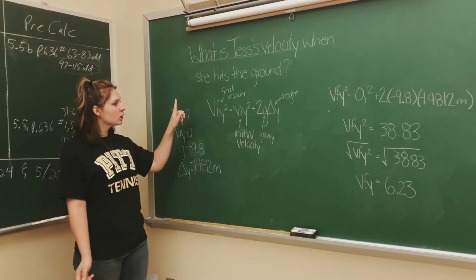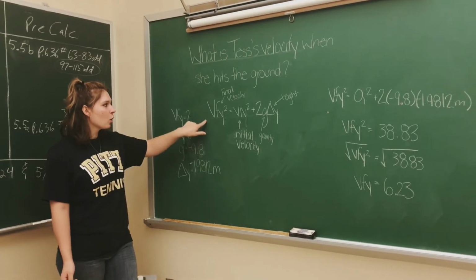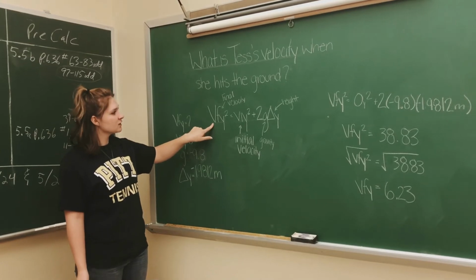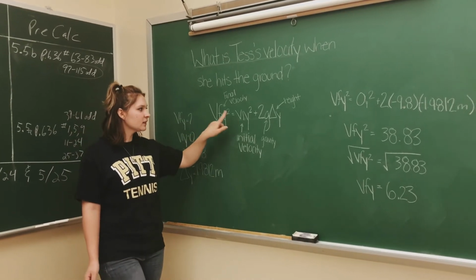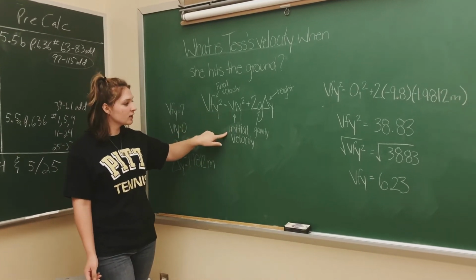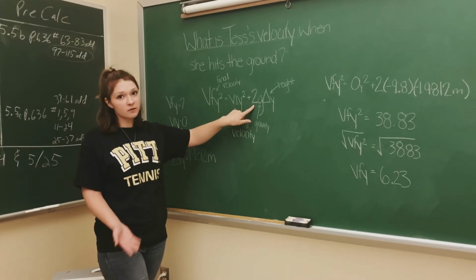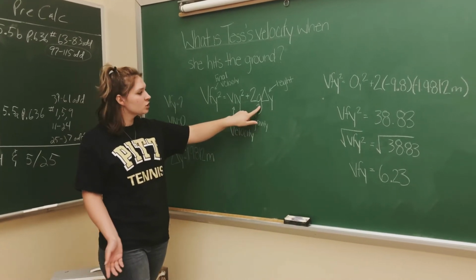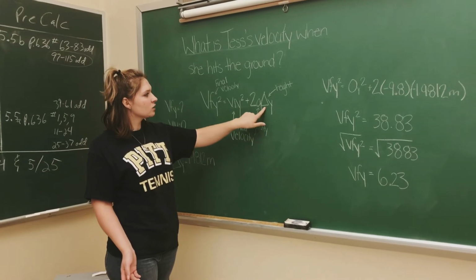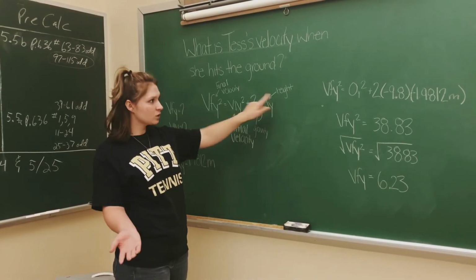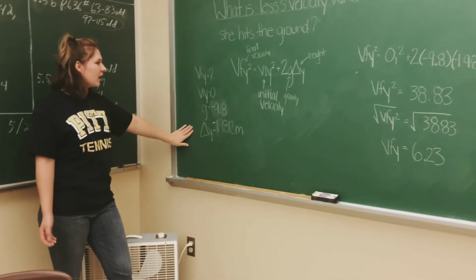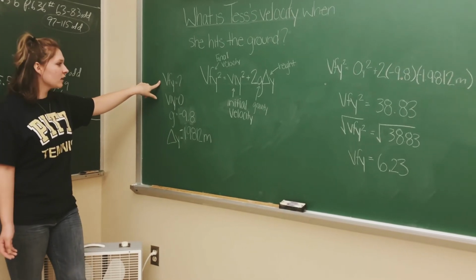So we are going to use this equation, in which Vfy squared stands for final velocity, Viy squared stands for initial velocity, 2 is just a variable that's already in the equation, g stands for gravity, and delta y stands for the height at which she was. We already have what we found, and we're just trying to find the Vfy.